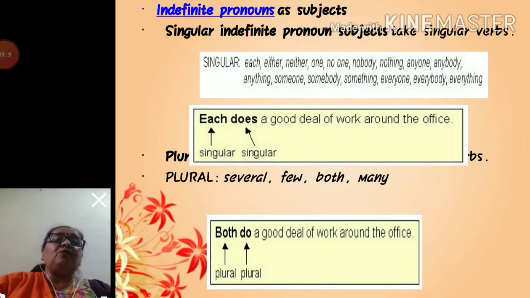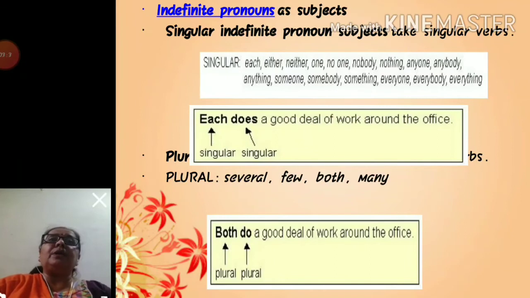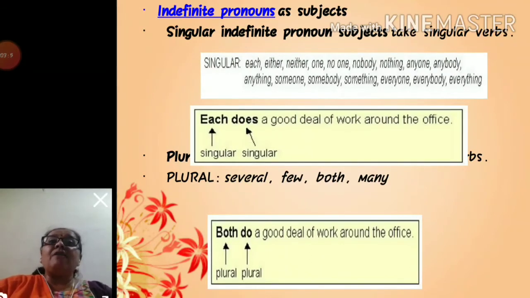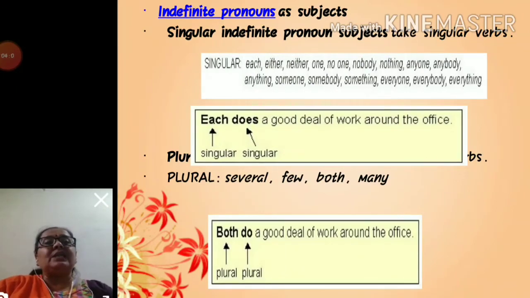Now when we talk about indefinite pronouns, like each, either, neither, nobody, anyone, everyone, everybody, everything, we always remember they will always take singular verbs. Like, each does a good deal of work around the office. Everybody does a good deal of work. While plural indefinite pronoun subjects like several, few, both, many, will take the plural verb. Both do a good deal of work around the office.